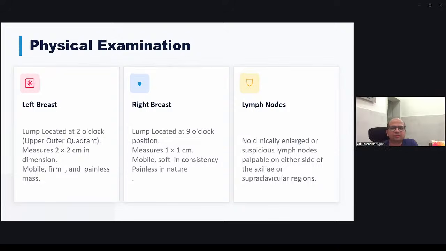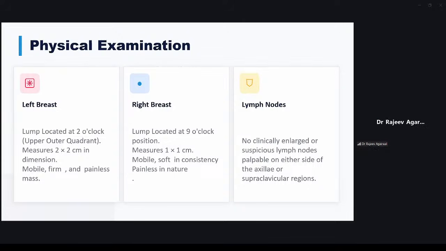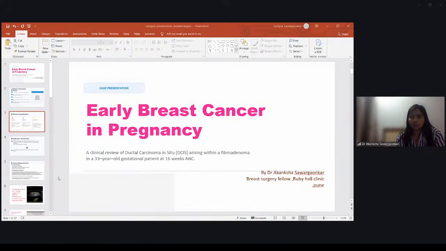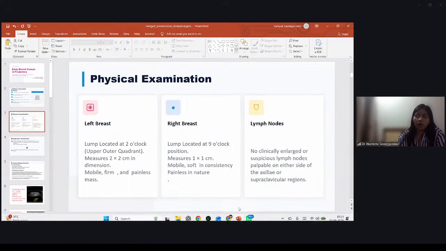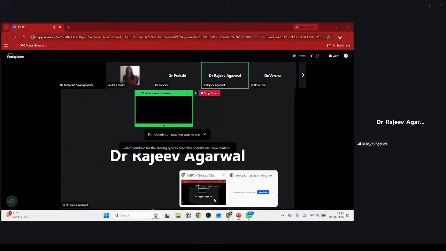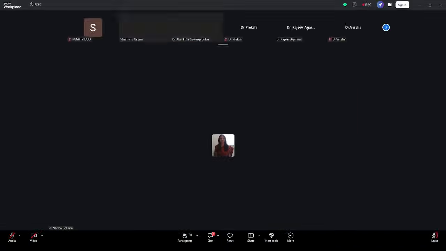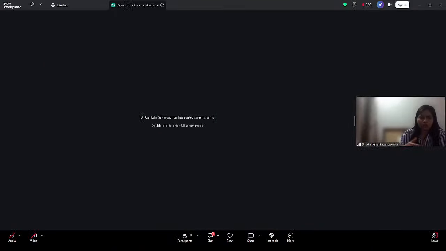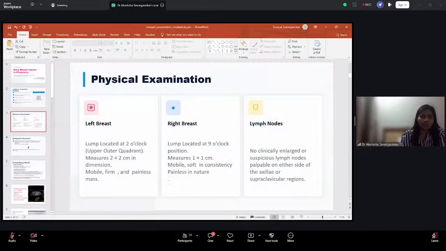Yes, ma'am. I just wanted to ask, since how long has she been undergoing ultrasound, and was there any history of biopsy of any of these lesions in the past? No, ma'am. She was on follow-up since 2020, so the last 5 to 6 years, I suppose. Yes. She had those lumps since her teenage years, but she was on follow-up since 2020.